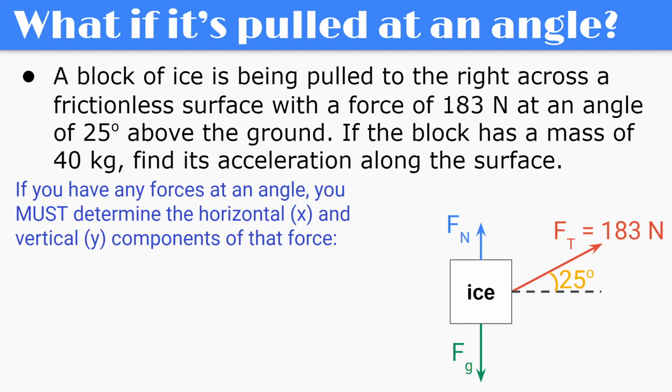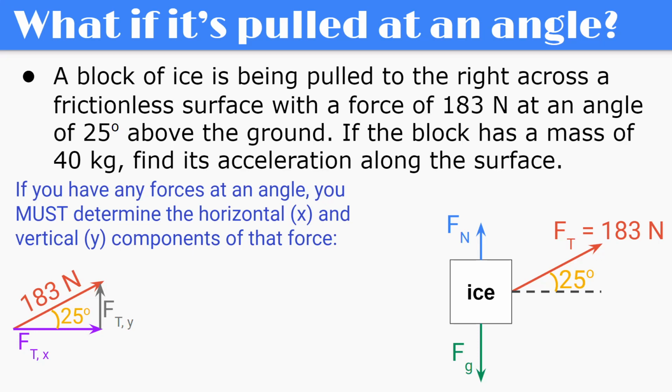But if you have any forces at an angle, and this is always the case, if you ever have a force at an angle, you need to determine the horizontal and vertical components of that force. We can't leave it at an angle when we do our calculations. We have to figure out how much of that 183 newtons is sideways and how much of it is up and down. Okay, and so now we have to draw a triangle like this one, and we have to solve for the force of tension in the x direction and the force of tension in the y direction.